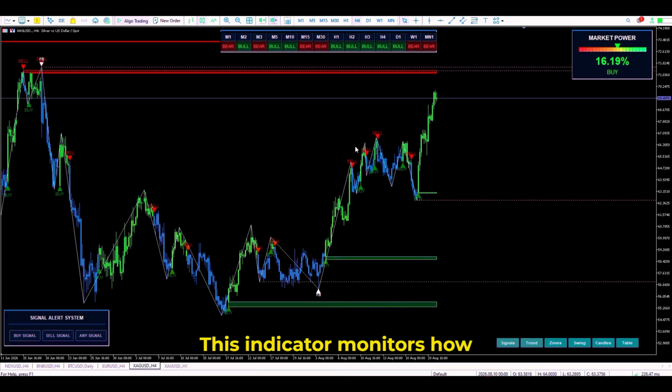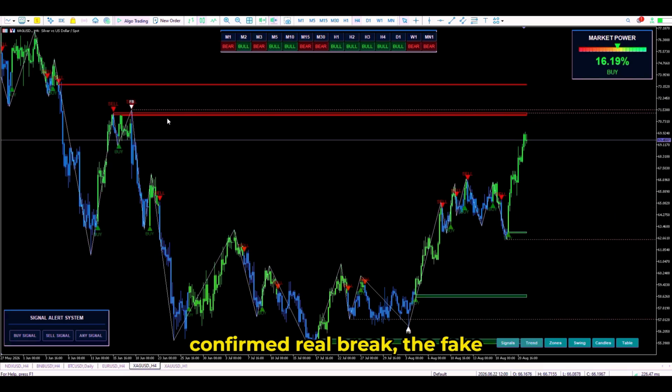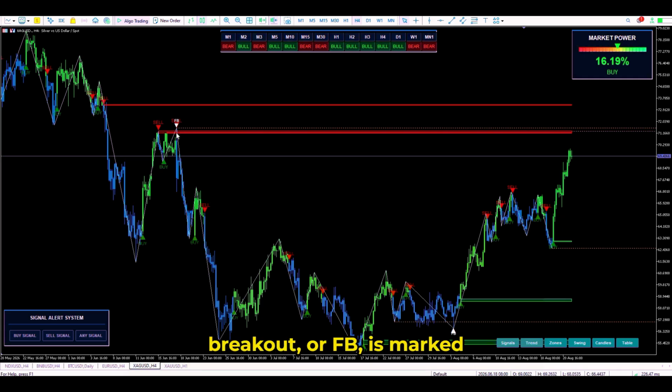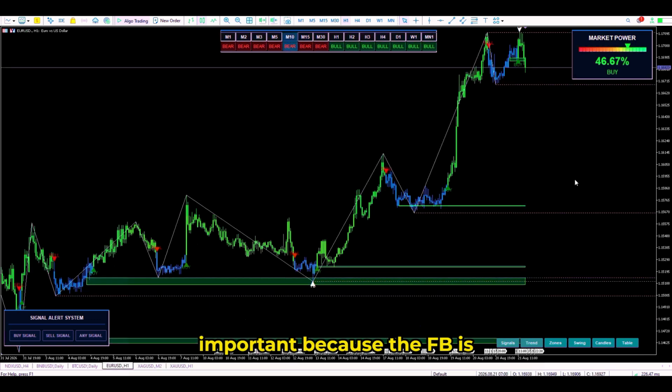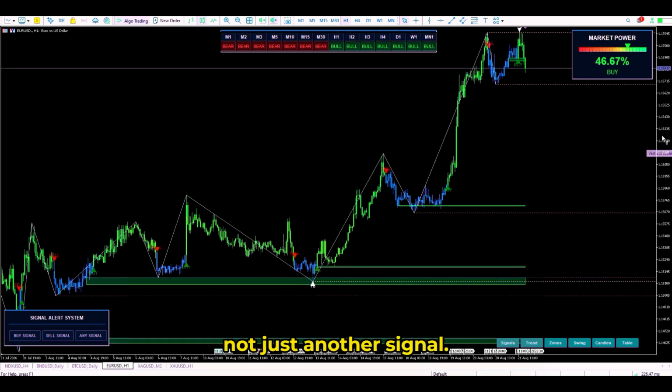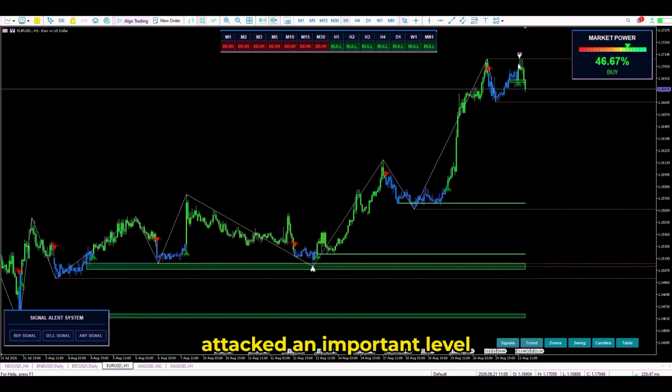This indicator monitors how price interacts with important swing levels. When price attacks a swing level but fails to produce a confirmed real break, the fake breakout, or FB, is marked directly on the chart. And this is extremely important, because the FB is not just another signal. It tells you that price attacked an important level, but failed to break it properly.